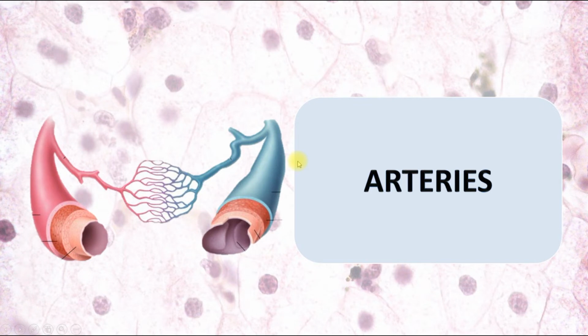So let's begin with arteries. Arteries carry blood from the heart to the tissues, and they have all three layers well developed. And let's look at the layers of the wall of the artery. So the artery has three basic layers: tunica intima, with endothelium, basement membrane and subendothelial layer. And next is tunica media. But tunica media in arteries has specific features.